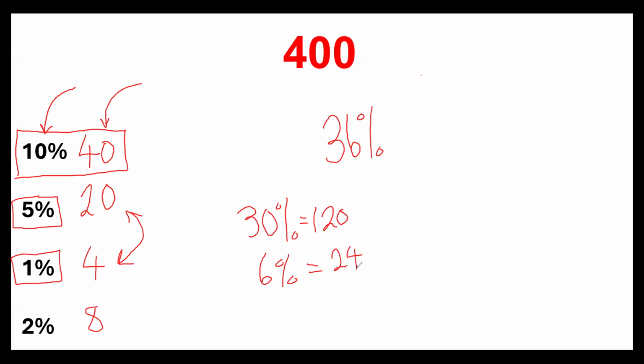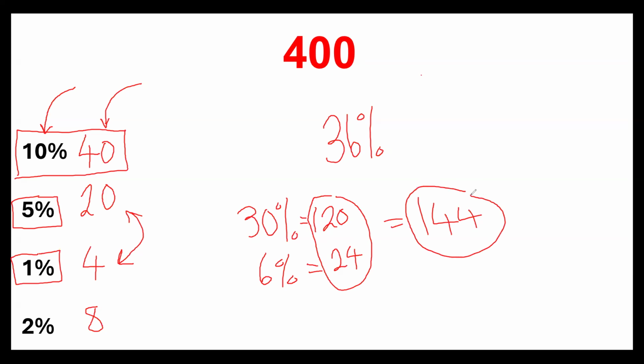Now look what I've got on the screen, guys. I know that 30% is equal to 120. I know that 6% is equal to 24. How am I going to get 36%? Combine the two of them together. 120 plus 24. That will give me 36%. So 120 plus 24 is 144. And that's our answer. That's 36% of 400. Okay?